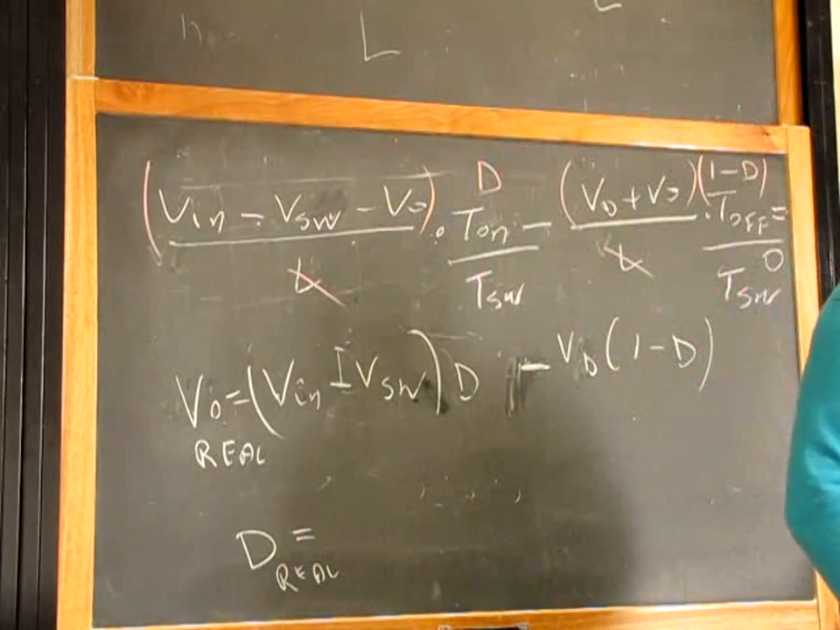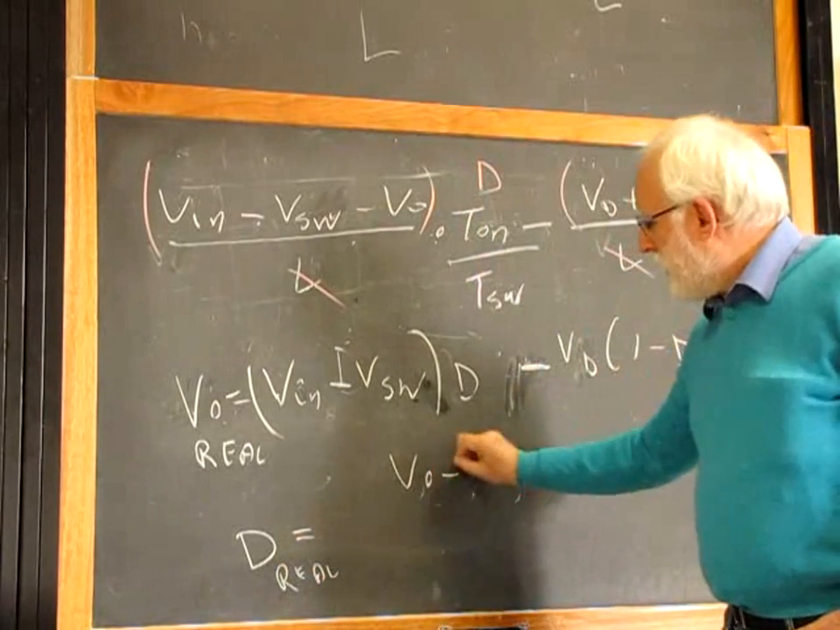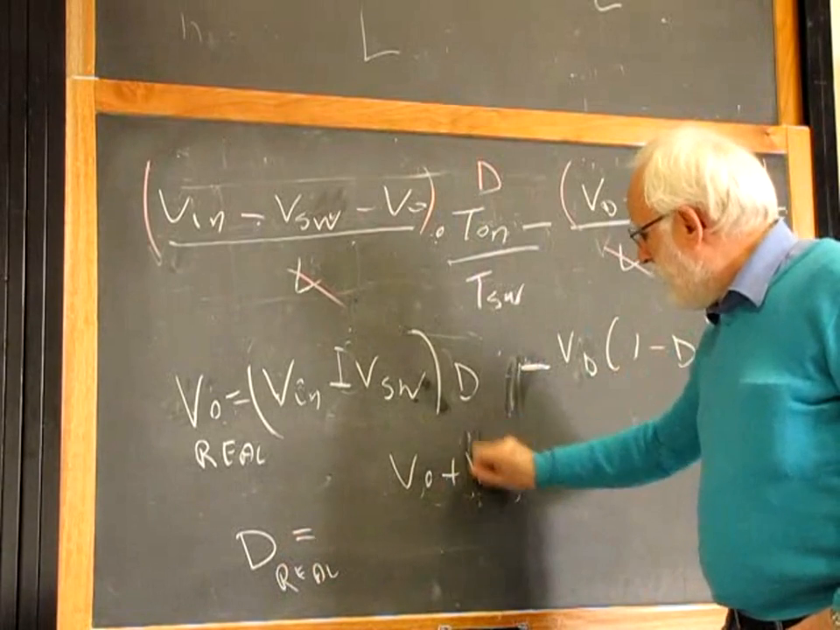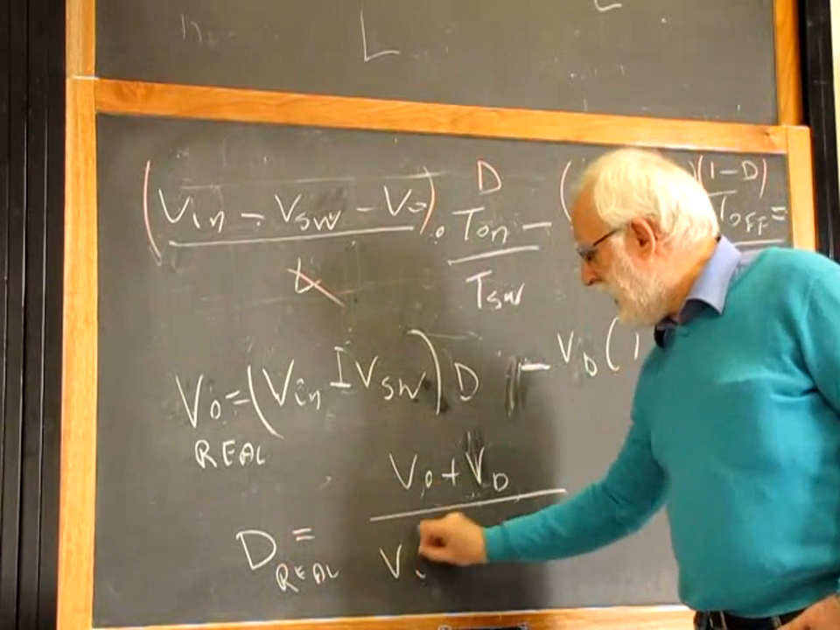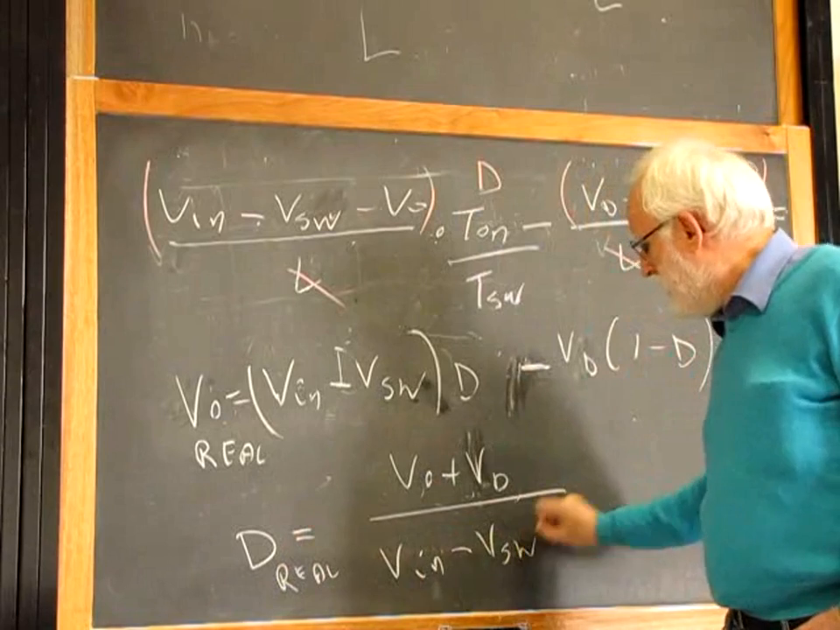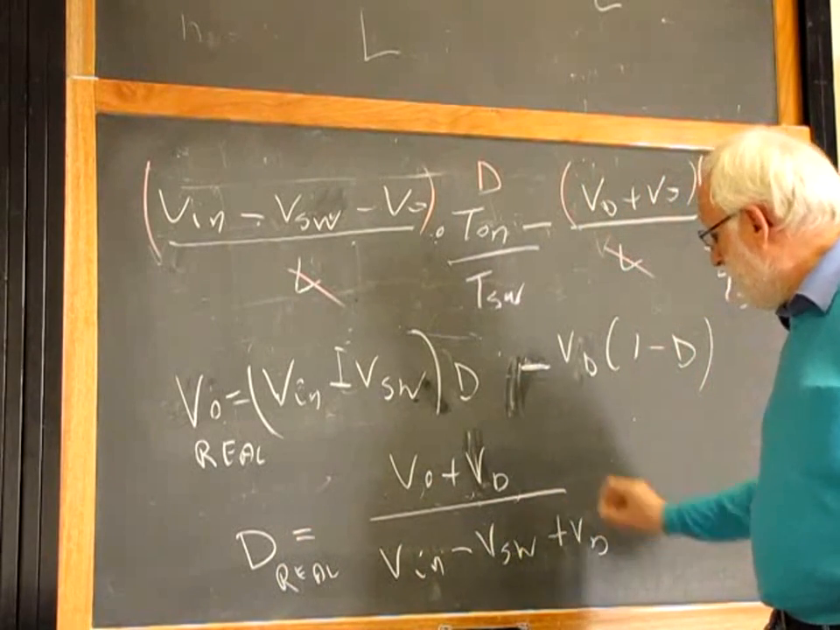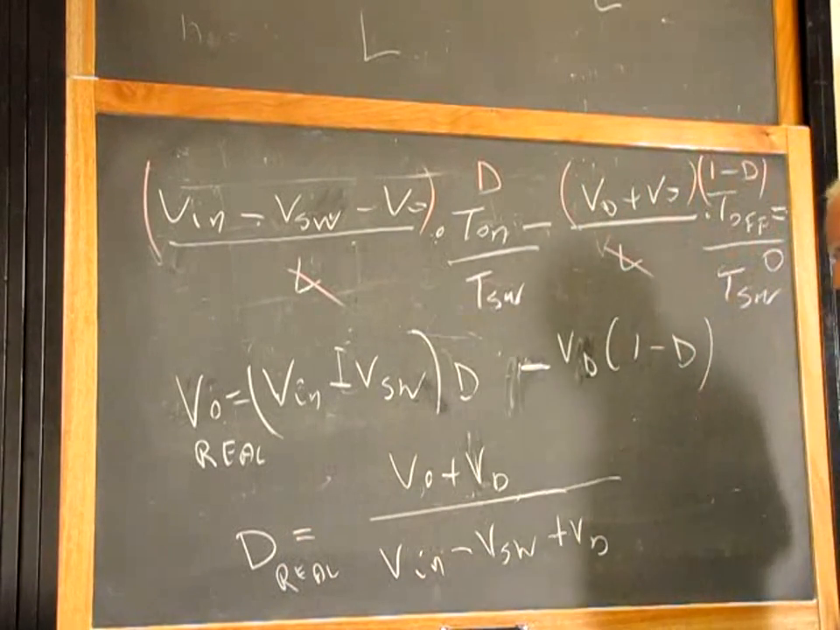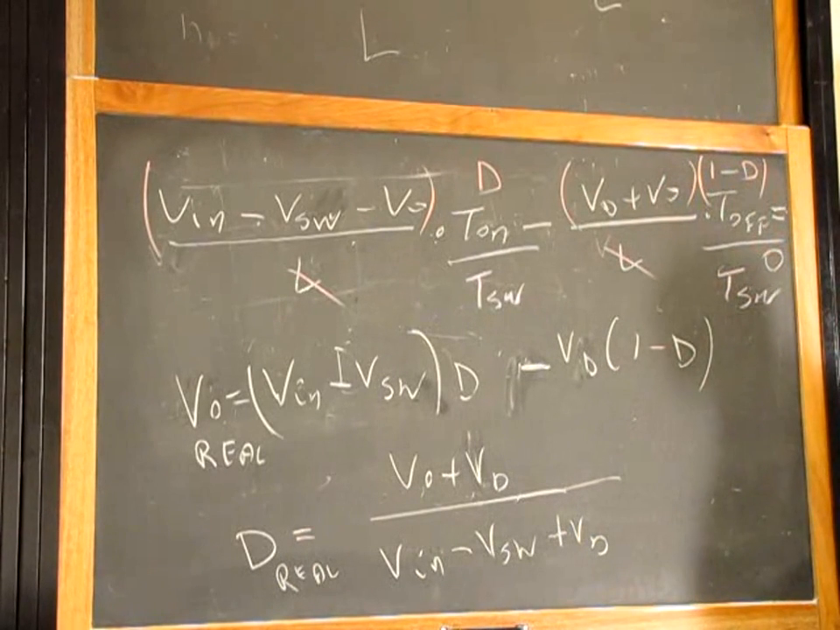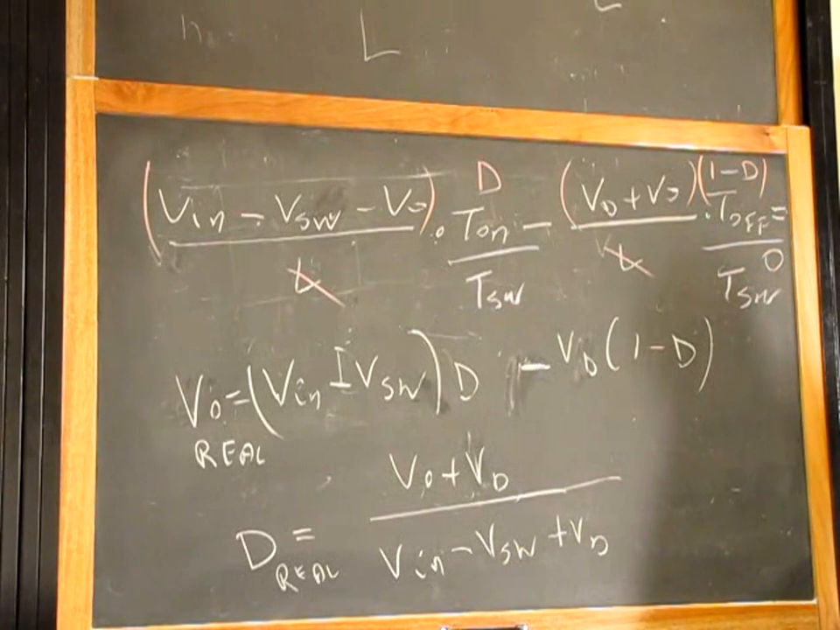V naught plus Vd, over V minus V switch plus Vd. Okay. That's it. Thank you. And guess what? The real D, the D you actually need, is always a little bit larger than the ideal D.